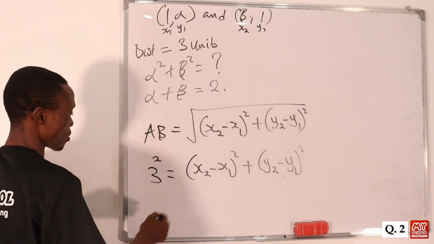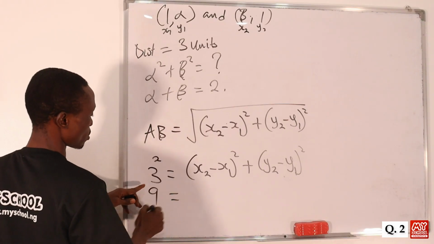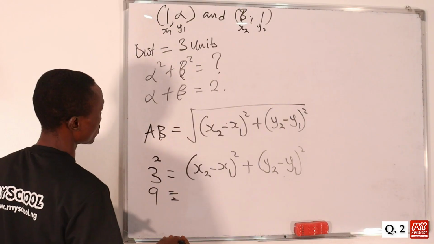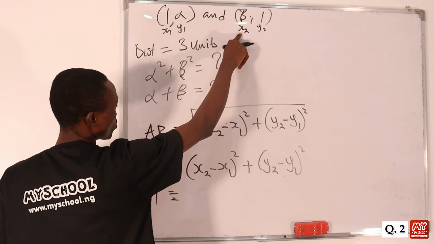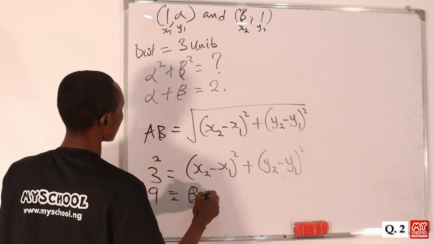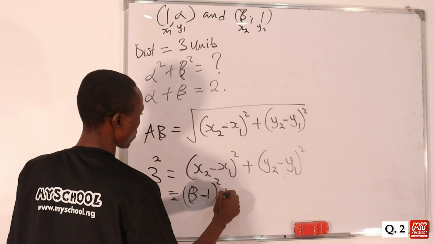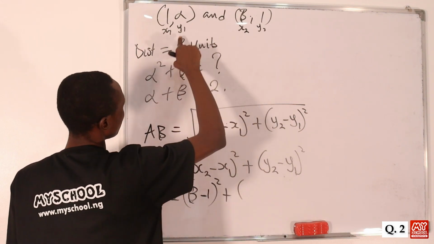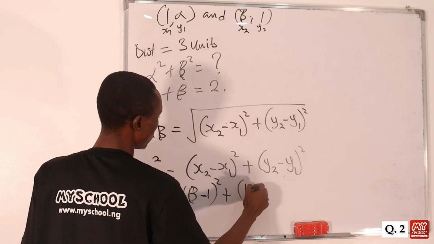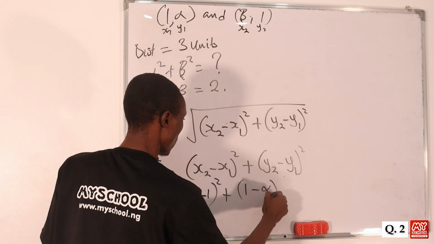So let's substitute our values. This will be equal to, so 3 raised to power 2 is 9. So let's leave our 9 here. Then let's fill in the values. Remember our X2 is beta, so here will be beta, then minus our X1 is 1 in bracket square, then plus Y2 is 1, then minus Y1 is alpha, so here will be alpha all squared.